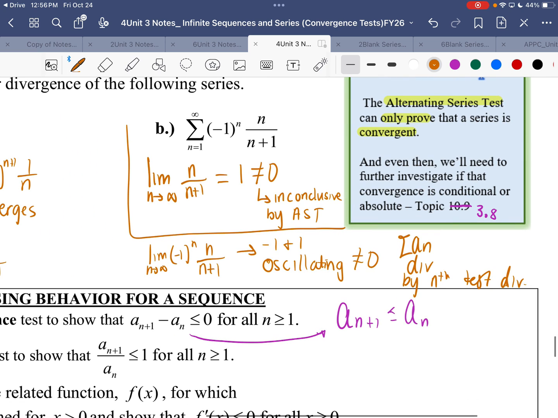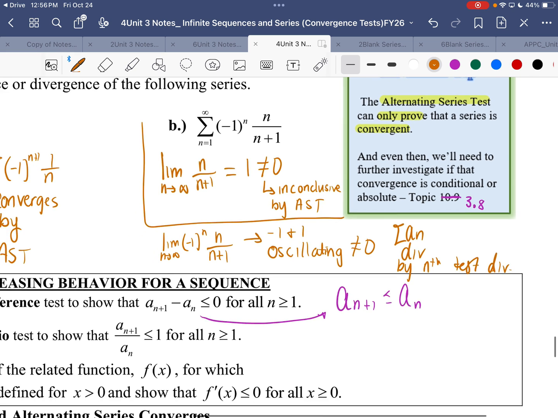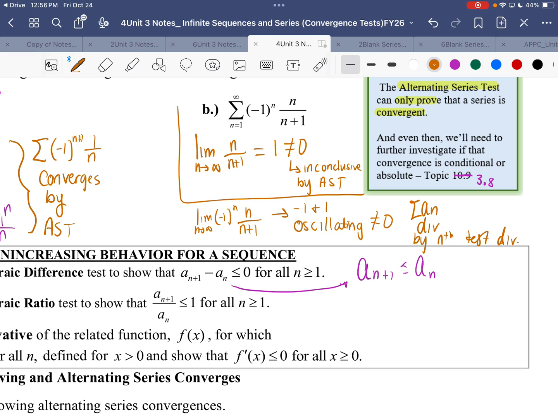So if there's an alternating series and it doesn't equal 0 by AST, we can say they're divergent. You have to show the limit of the whole series. You can't just pull that out of nowhere. You have to actually show the work that matches the test.